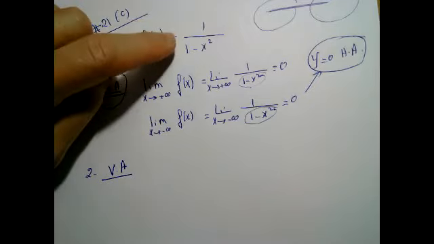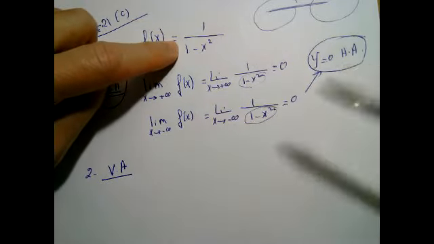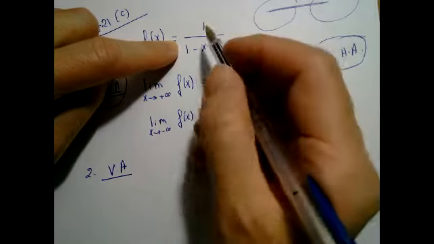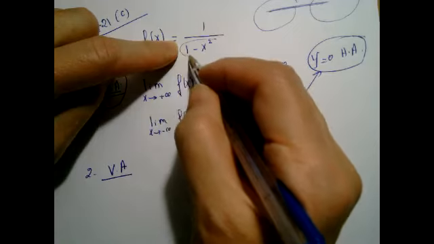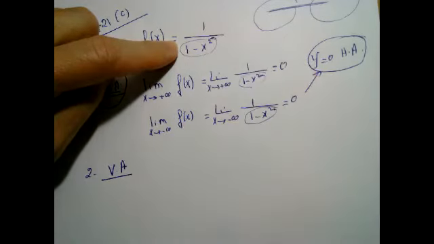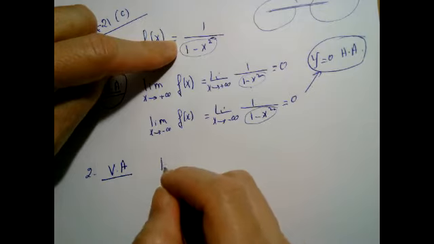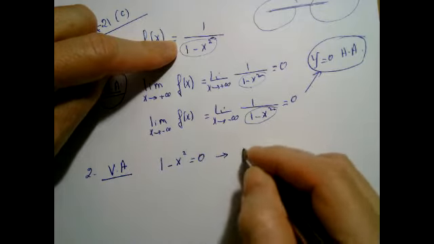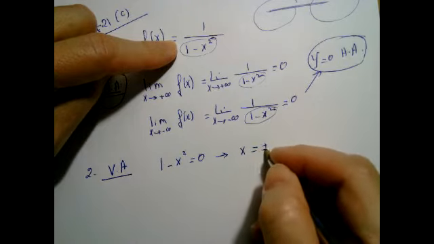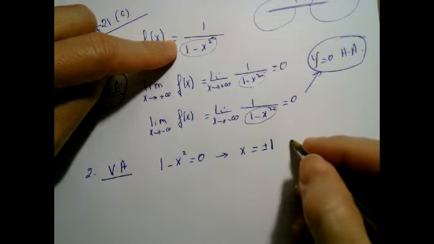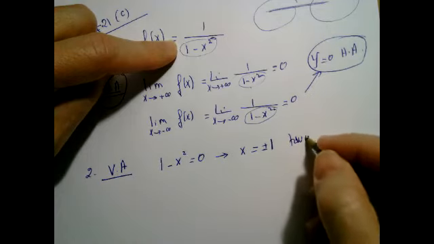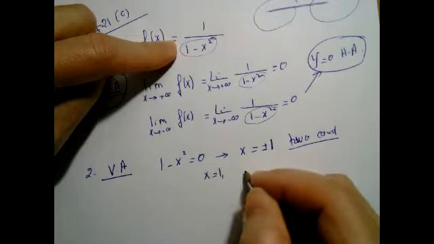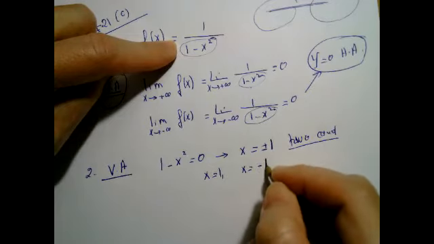Vertical asymptotes occur for the values of x that make the function go to infinity. Those x's are usually where the denominator equals 0. So for the vertical asymptote, I set the denominator equal to 0. It means x equals plus or minus 1. So two candidates for the vertical asymptote: x equals 1 and x equals minus 1.